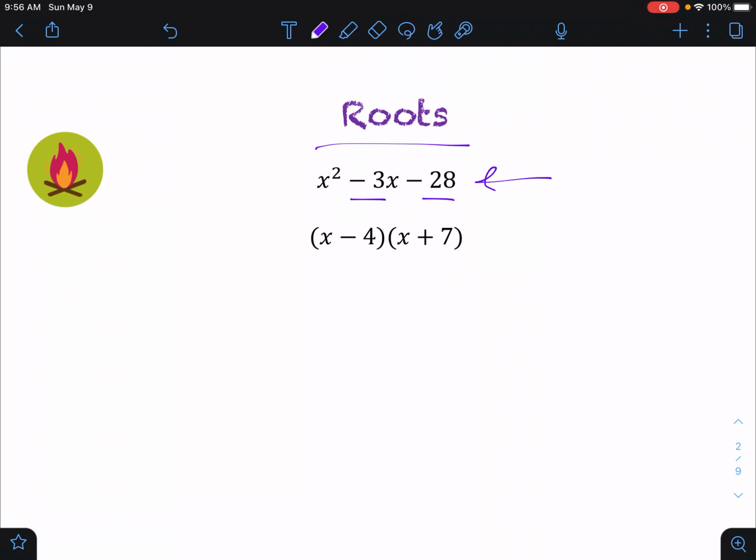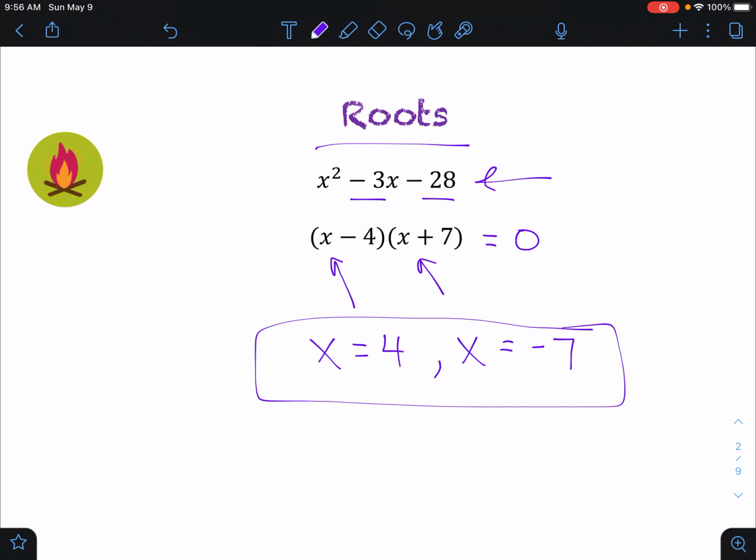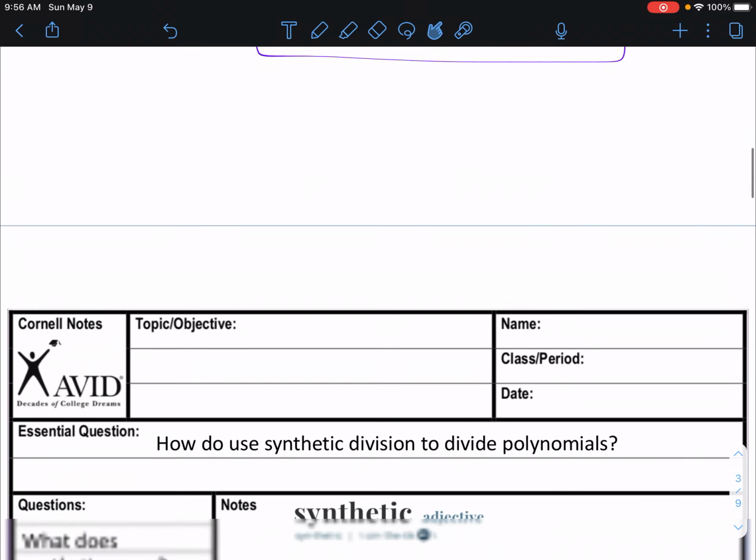So once you had it factored, then to figure out what the roots were, we set it equal to 0. Okay, and then we said, well, what numbers would make each of these binomials equal 0? So the answer here would be 4, right? Because 4 minus 4 is 0, and our other root would be negative 7. So these were our roots. And we're going to kind of use this premise to help us a little bit today as well with synthetic division.